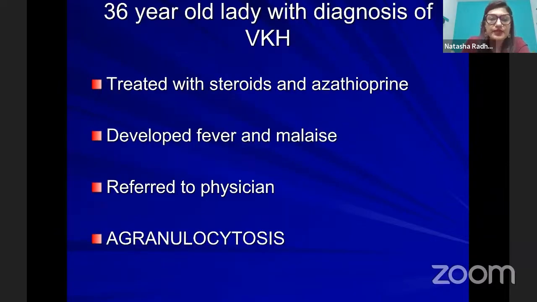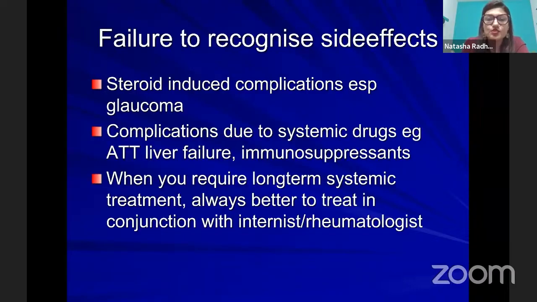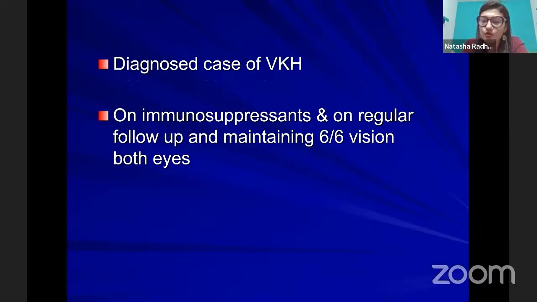Now, another patient, VKH, treated with steroids and azathioprine, developed fever and malaise and turned out to have agranulocytosis secondary to the immunosuppression. So failure to recognize side effects of the medications that you're giving is also one of the mistakes that we do without proper follow-up of these patients, and seeing the systemic side effects also. And just looking at the eye alone is a mistake that a uveitis specialist cannot afford to do.